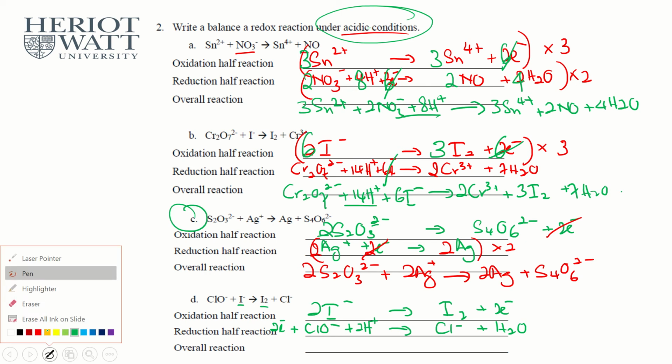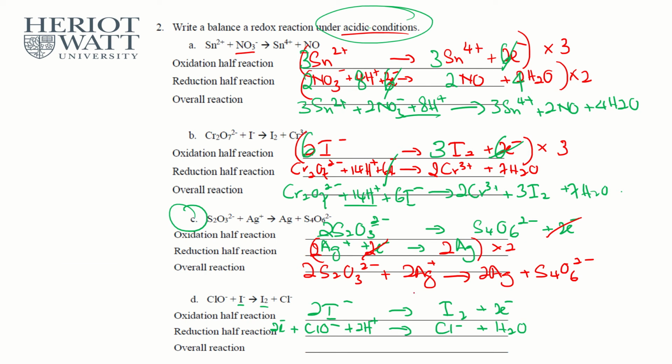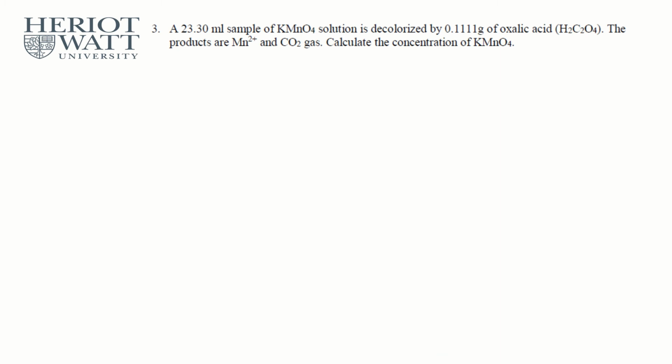Okay, so the next part is to get an overall. 2 electrons, 2 electrons. Wow, just nice. You can cancel them out. And then you just put in 2I minus plus ClO minus plus 2H plus, forming I2 plus Cl minus plus H2O. That's it. All right, that's all for the half equations and overall redox equations. Next, move on to calculations.